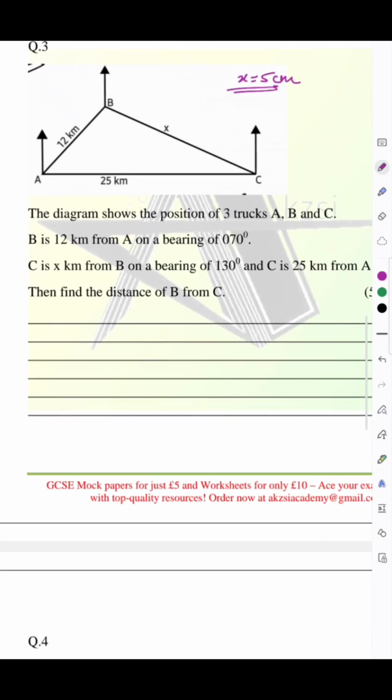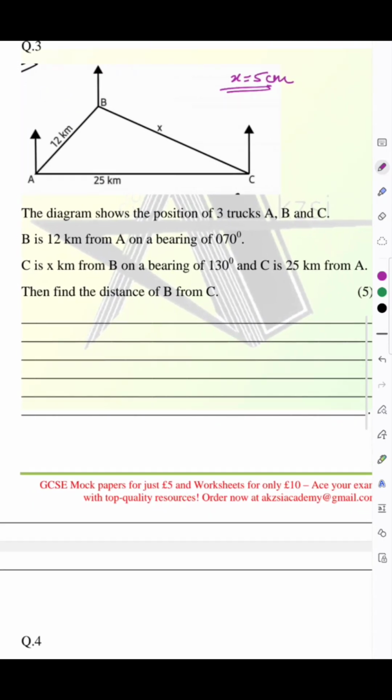Question 3 is a bearing question. It says the diagram shows the position of 3 trucks A, B and C. B is 12 kilometers from A on a bearing of 070 degrees, which means this is 070 degrees. C is x kilometers from B on a bearing of 130 degrees. So this would be 130. And C is 25 kilometers, which is already given, away. And we have to find the distance from B to C, that means the value of this x.